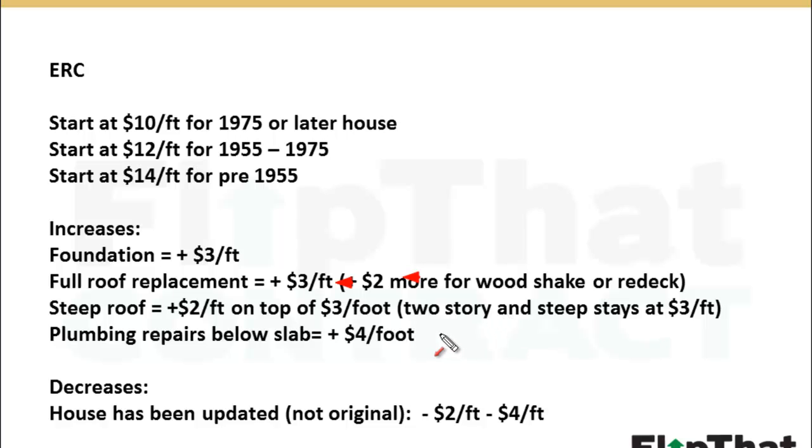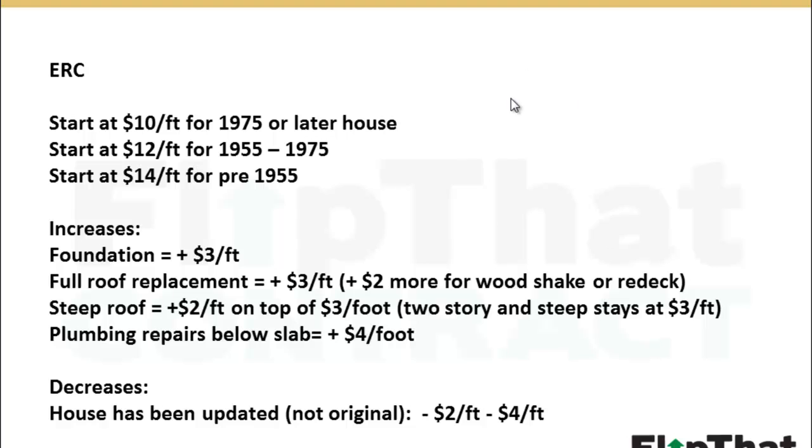If you think there's some plumbing repairs that need to be done, go ahead and add $4 a foot into your ERC. And you can adjust downward on these if the house has been updated before. If it's not in the original condition, you can adjust down. So that's how the ERC works.